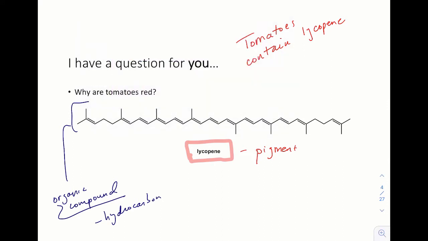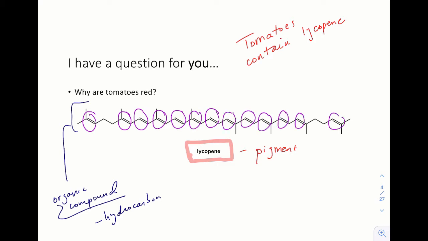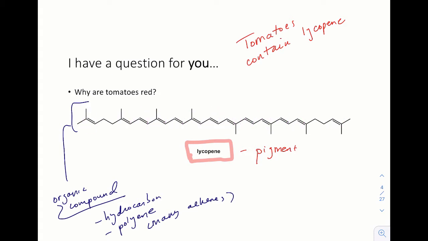And frankly, it looks pretty boring. Don't you think it looks boring? There's just a bunch of alkenes. Whoa, lots of alkenes, but that's the only functional group. Let's call it a polyene. Many alkenes. So it looks super duper boring, but it's red. And that's a bit weird because most organic compounds are typically colorless. So you'll encounter some white powders. Pretty boring. But lycopene, not boring. It is red, and tomatoes contain it, and thus tomatoes are red.